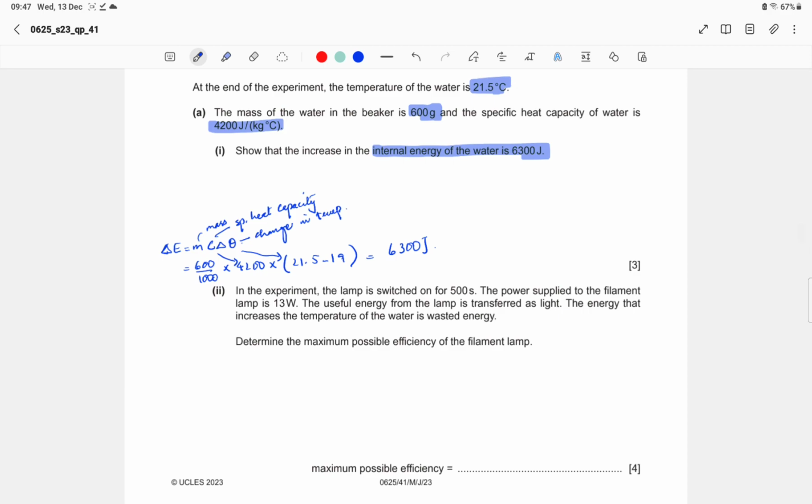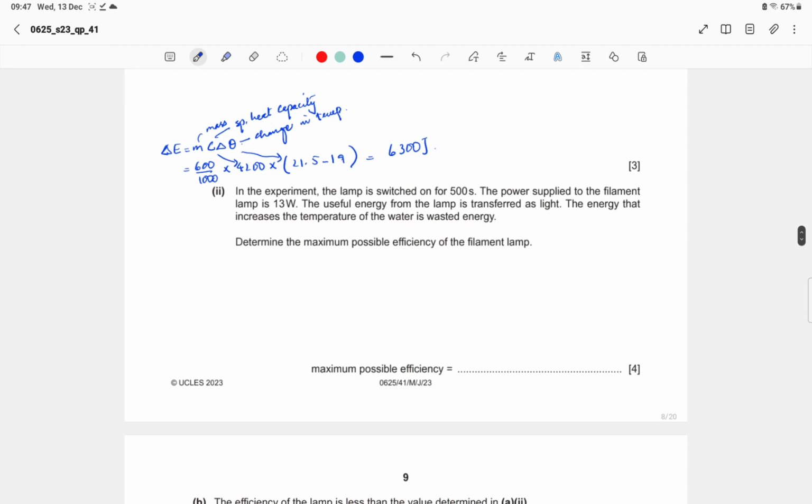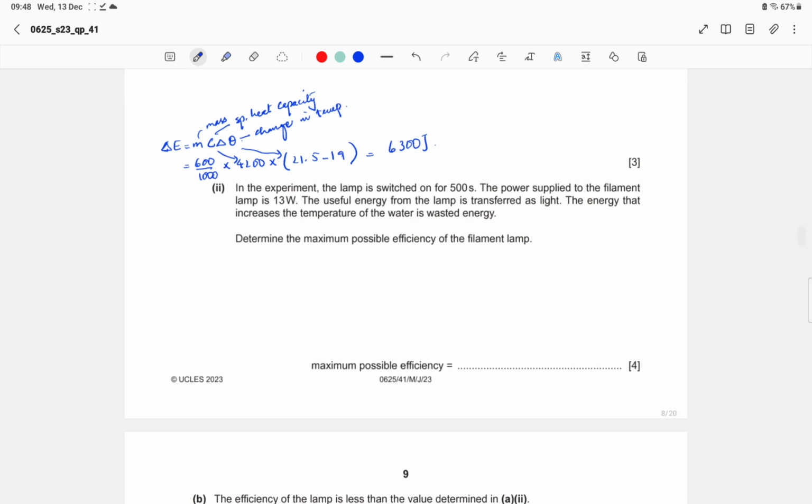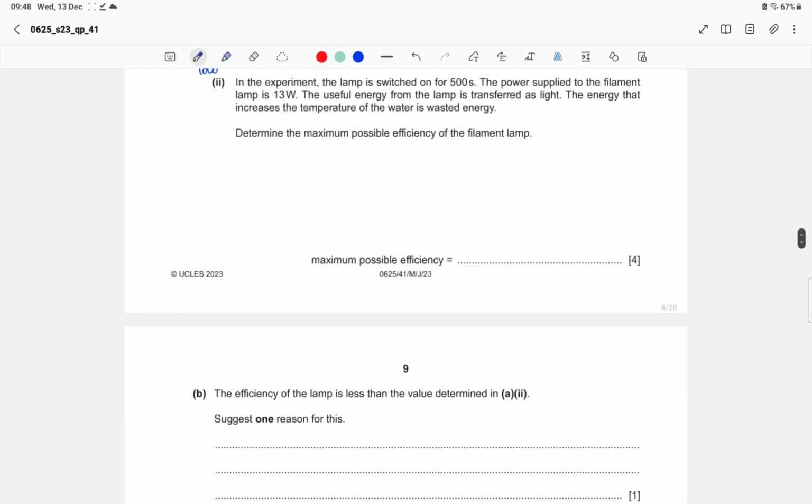In the experiment, the lamp is switched on for 500 seconds. The power supply to the filament lamp is 13 watts. The useful energy from the lamp is transferred as light. The energy that increases the temperature of the water is wasted energy. Determine the maximum possible efficiency of the filament lamp.